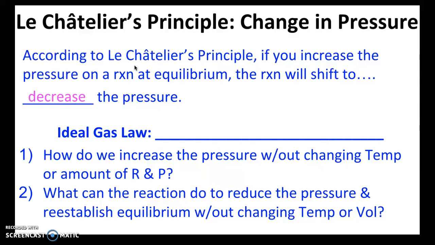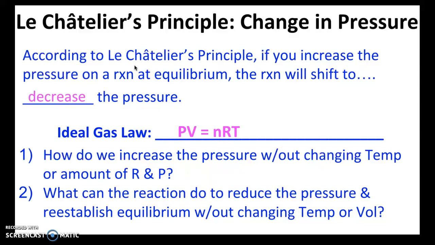So if you've increased the pressure on this system, it's like, oh, the pressure's too much. It's going to have to decrease it in order to reestablish equilibrium. And the key thing to remember about changing pressure is that we're using the ideal gas law to think about what we're doing. The first thing we have to think about is how do we increase the pressure without changing temperature or the amount of reactant or product, because that was what we did previously.